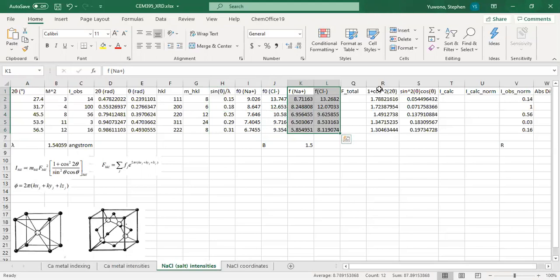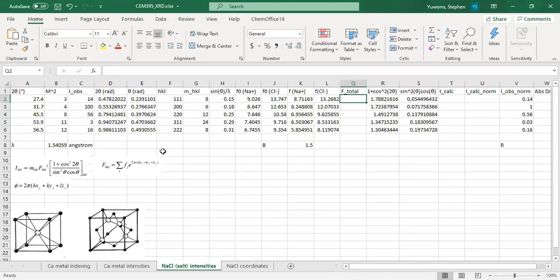Because you might be tempted to just add the scattering factors together, and then use that as the total scattering factor, and then proceed with the intensity calculation as in the metal sample. Well, it will boil down to something similar, but I can assure you that that is not correct. So we need to actually take some extra steps to ensure that we have the correct scattering factor for salt calculation.